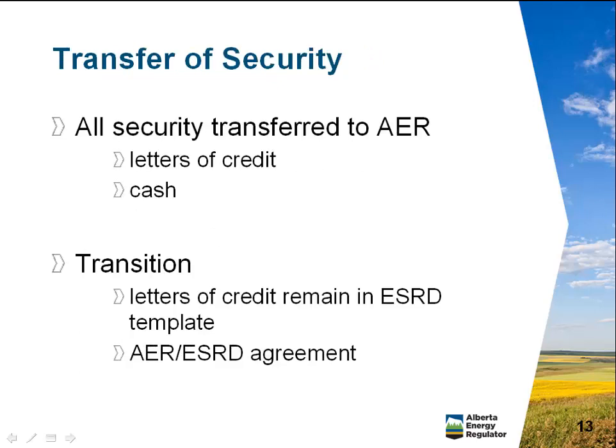Transfer of security. The security has actually been transferred over just a few days ago. They actually went up, picked up the letters of credit, and they brought them back down. The cash that was held, it's not a huge amount, typically for coal mines, has been transferred into a bank account, and it's held for each individual approval holder. This is not a pool of funds. This is an individual one.